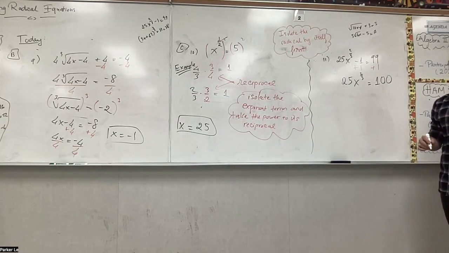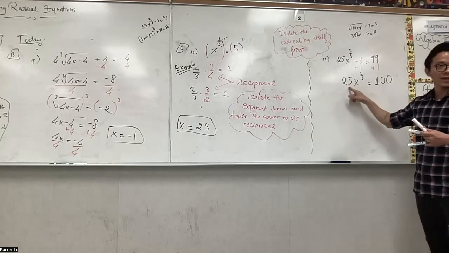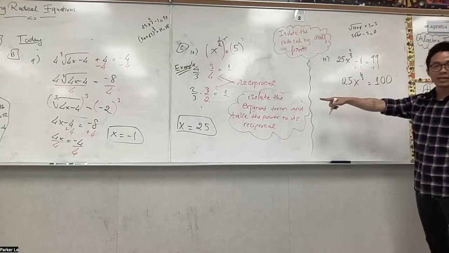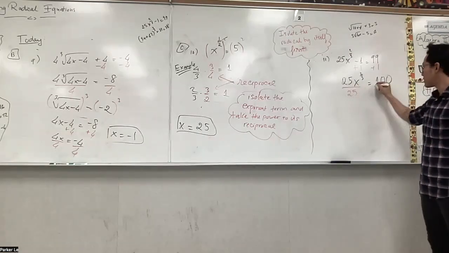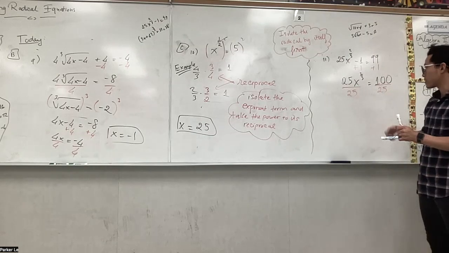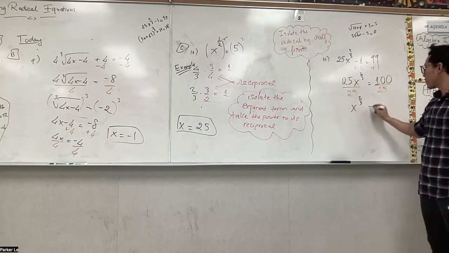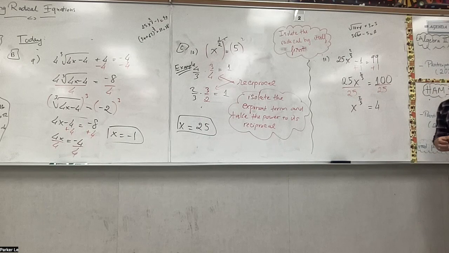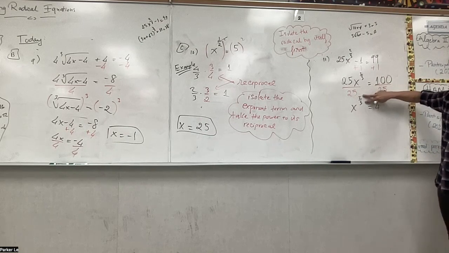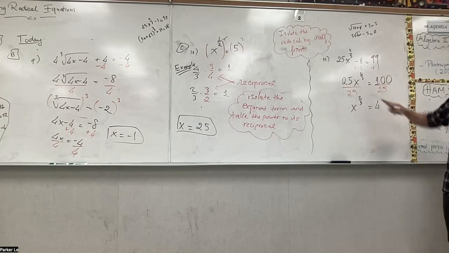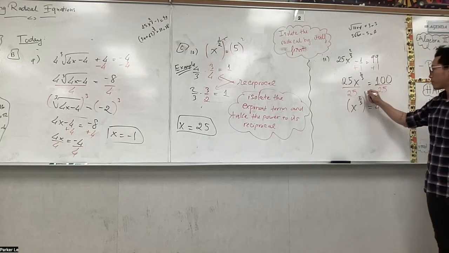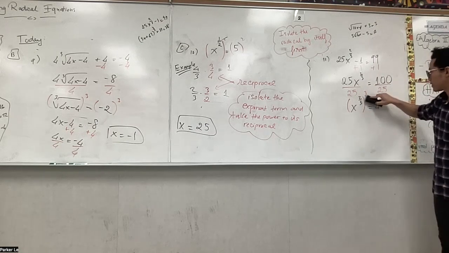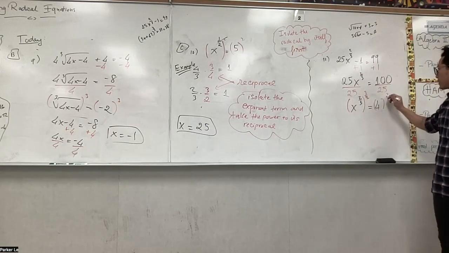All right, what next? Divide by 25. Exactly. You need to get rid of 25 first as well, right? You need to isolate the exponent term. So you divide by 25 first before you do anything else. So x to the 2/3, and then 100 divided by 25 is 4. Now what power are you going to take? 3 over 2, right? You flip this. This is 2/3. I find the reciprocal, that means I flip this. So I take both sides to the power 3/2.